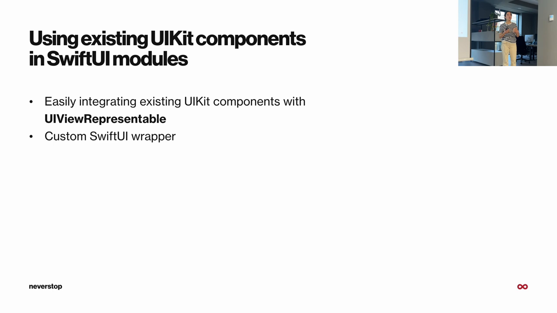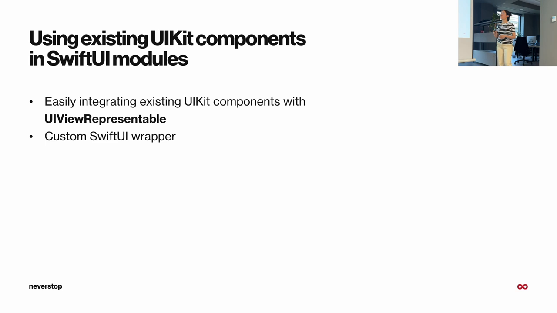We've talked about how we can use UIKit and SwiftUI modules in one project, but what happens when we have pre-existing UIKit components, perfectly functional, and we just want to use them in a SwiftUI module? One way to do it is the obvious: refactor the whole component to SwiftUI, which is totally valid, but sometimes we might not want to do that. And we actually can do it without refactoring, and that's by using UIViewRepresentable.